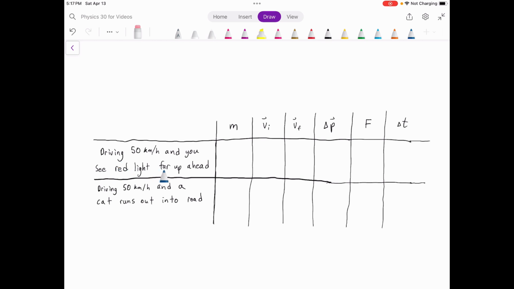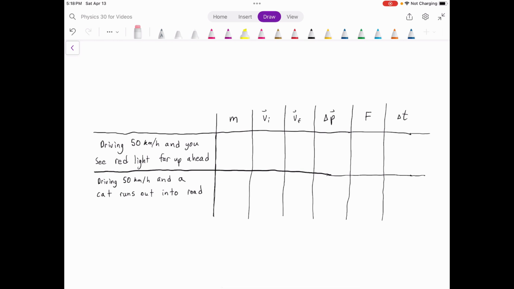In one, you've got a lot of time to stop. You see the red light way up ahead. In the other, you've got to slam on the brakes really quick because the cat's right in front of you. Now, let's just compare some physical quantities here. Your mass in the two situations is the same mass, right? It's the mass of the car. Also, in both, you're initially driving 50 kilometers per hour, so your initial velocity is the same either way. Now, your final velocity: in both situations, you're going to come to a stop, so in both, your final velocity is 0.